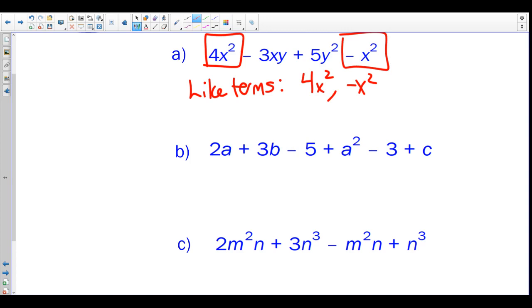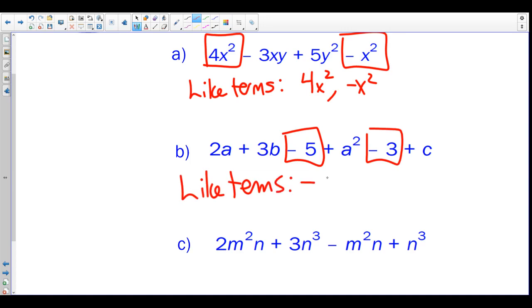Negative 5, is there another number there all by its lonesome? Yes, there is. Negative 5 and negative 3. So when we write out our like terms, it's going to be negative 5 and negative 3. Include your signs, because if you don't include your signs, you're not doing it right. So you've got to make sure to include the signs. You might say to me, well, why didn't you include the sign on the 4x squared?